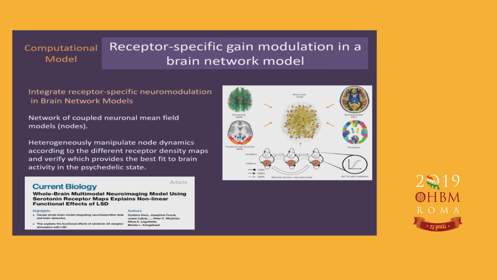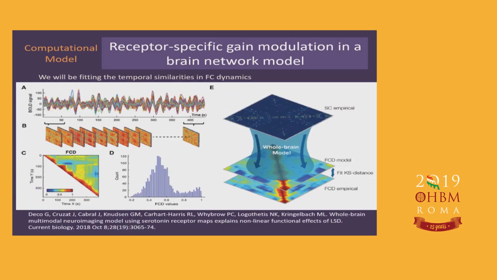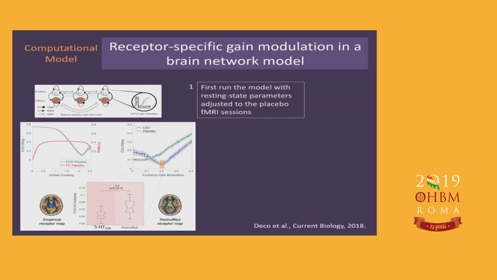Very briefly, here we focused, at the time, on fitting the temporal similarities of functional connectivity dynamics. So not specifically brain network, but trying to fit the functional connectivity dynamics, which is a matrix of time versus time correlation between windowed, averaged functional connectivity matrices. The idea is first to run the model with resting state parameters adjusted to the placebo fMRI session.